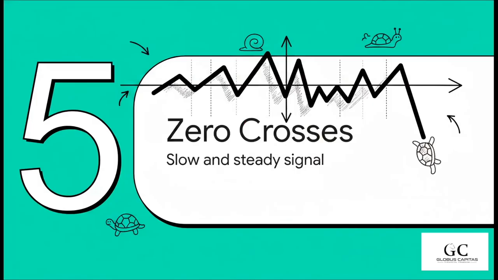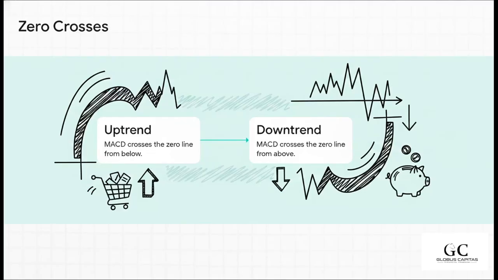Section 5. Strategy 3. Zero crosses. The slow and steady signal. All right, so instead of watching for the 2 lines to cross each other, this strategy is all about watching either of the EMAs cross that baseline 0 mark. Step 1, if the MACD crosses the 0 line from below, it signals a new uptrend, time to buy. Step 2, if it crosses from above, a new downtrend is starting, meaning it's time to sell or close out a long position. Simple as that.